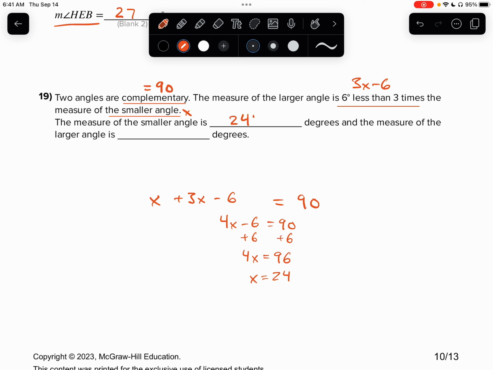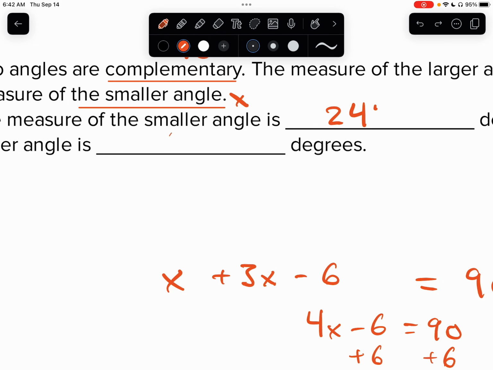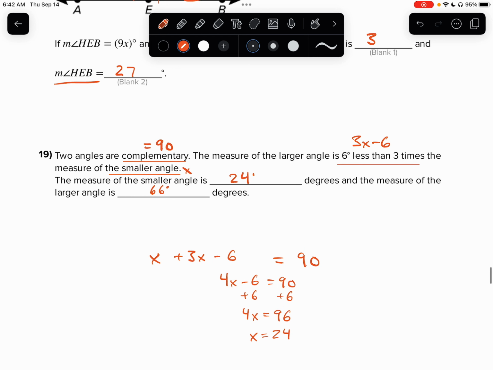The measure of the larger angle, okay, I could plug that 24 back into this 3x minus 6. That would get me that larger angle. Or I could just do 90 minus 24. So 90 minus 24 is 66 degrees. 66 degrees. So 24 and 66.